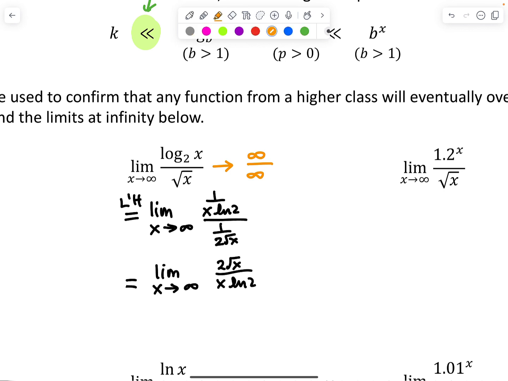Simplify even more. This radical x can simplify with this x, leaving a radical x in the denominator. So you have 2 over radical x times natural log of 2. This limit is 2 over square root of infinity, which is infinity, times natural log of 2, which is still infinity. And a finite number divided by a denominator that's growing towards infinity is effectively 0.